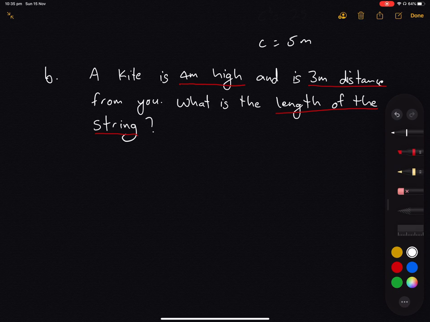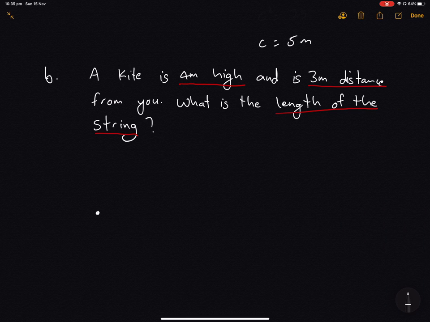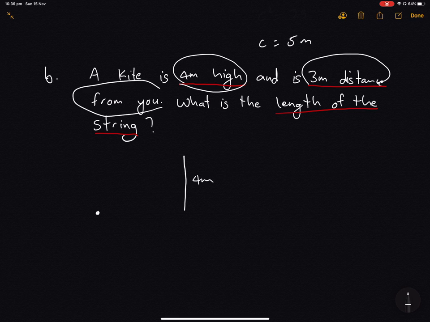So if you think about it, this is where you are. There's always a position where it needs to be referencing from you. It's 4 meters high, so I will draw something 4 meters high and 3 meters distance from you. So I'm here, so this is you. It's 3 meters distance from you, right? What is the length of the string?